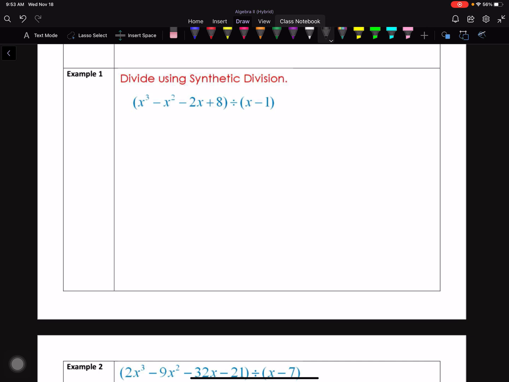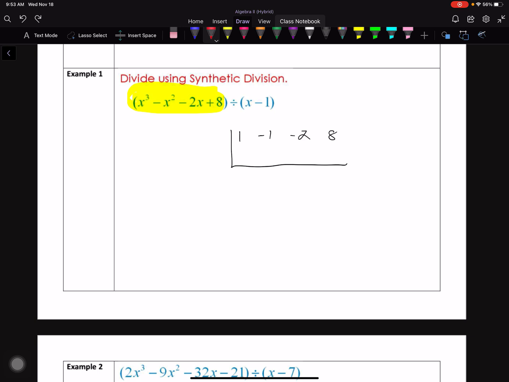So, the setup. Make our L. We're going to use whatever we're trying to divide here. It's this polynomial in this example. We'll use the coefficients there to put inside our L. So we'll go 1, -1, -2, and 8. And again, if you're missing any terms, you would need to put a 0 there, but we have x cubed, x squared, x to the first, and a constant back here, so we're good.